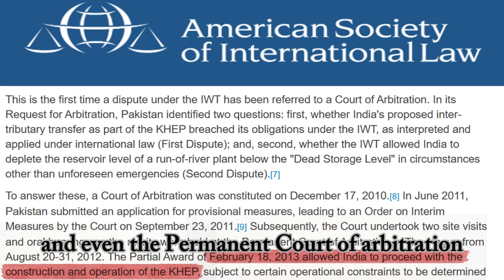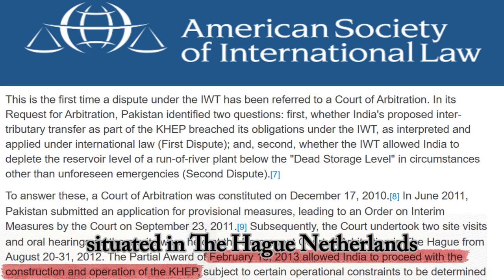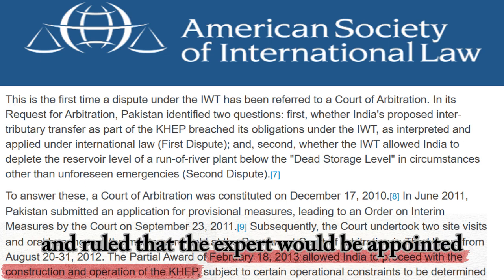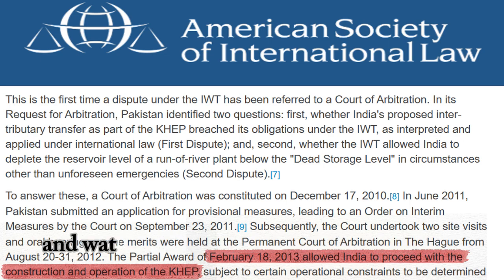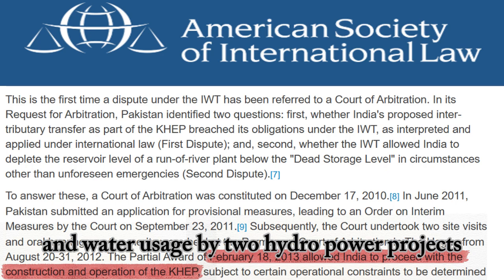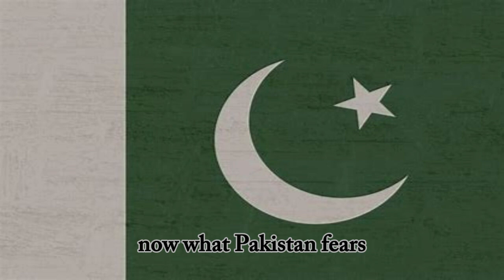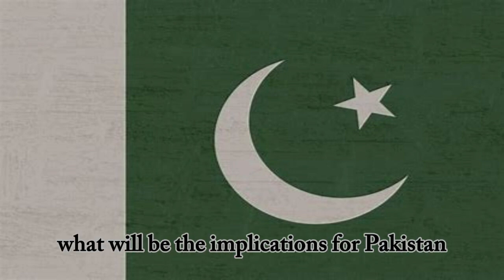And even the Permanent Court of Arbitration, situated in Hague, Netherlands, supported the Indian government's stand and ruled that an expert would be appointed by the World Bank to decide on the design and water usage by two hydropower projects in Jammu and Kashmir. Now what does Pakistan face? What will be the implications for Pakistan?